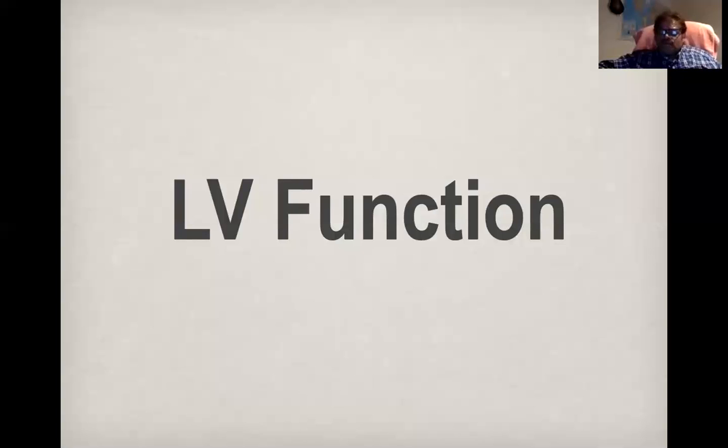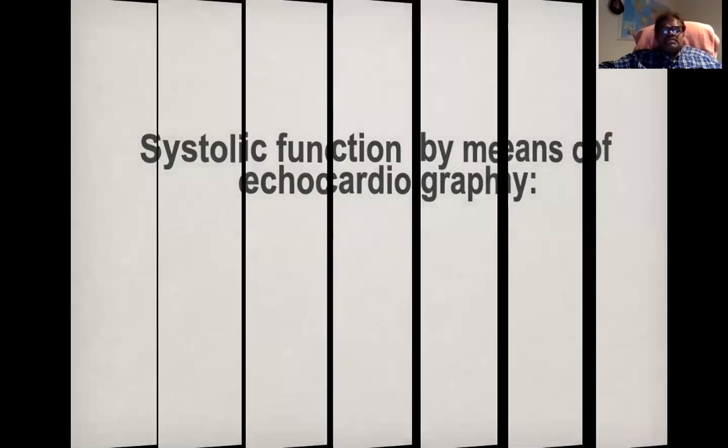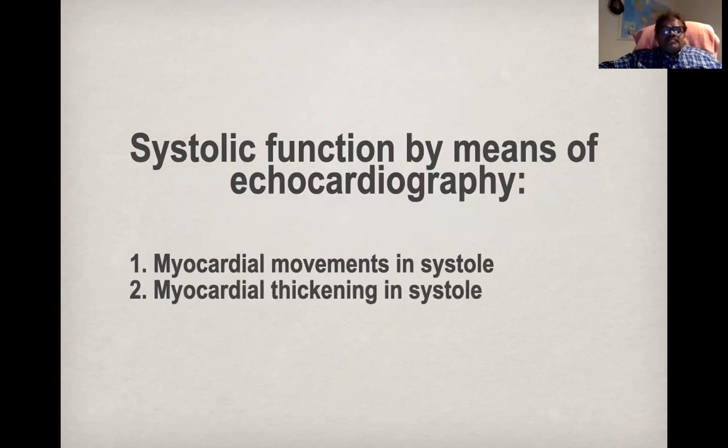Now we will see how ultrasound can be used to measure left ventricle function. Left ventricle function usually is measured both as systolic as well as diastolic, and ultrasound is a very good tool to evaluate both systolic as well as diastolic function. Systolic function by means of echocardiography can be done by measuring the movement of the myocardium in systole as well as myocardial thickening. Myocardial thickening is equally important to evaluate the myocardial systolic function.